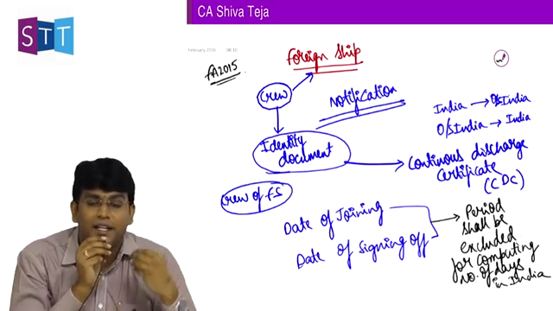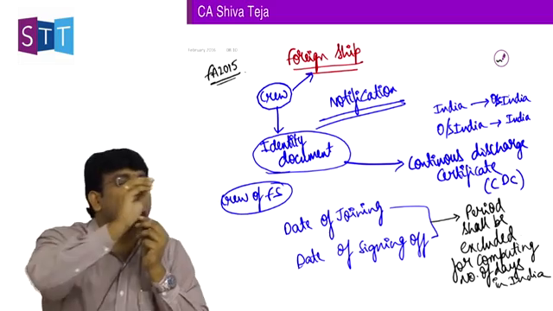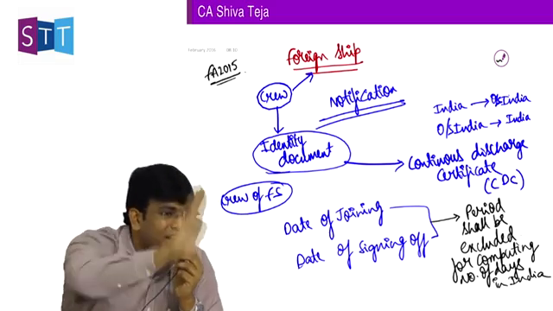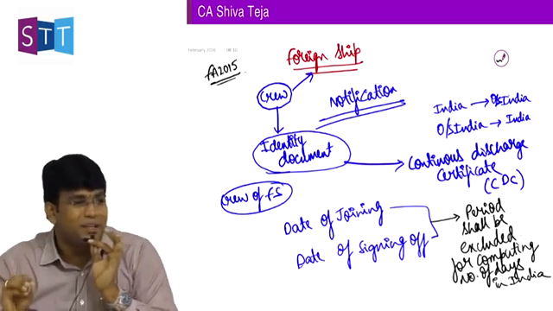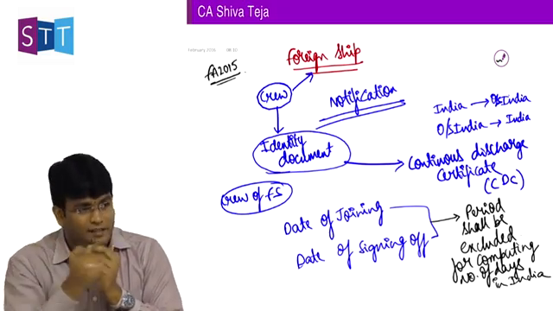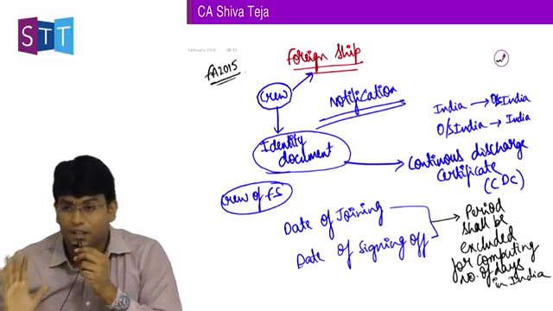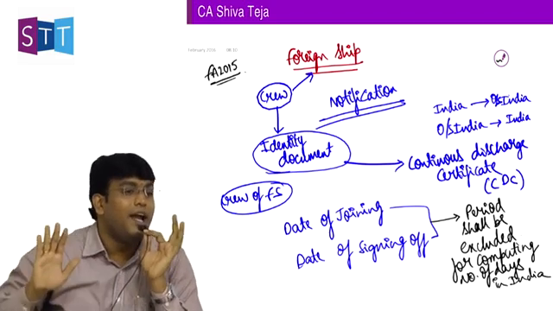CDC is what? Continuous discharge certificate. Date of joining till date of signing off. Please don't write in the exam date of leaving. It is date of signing off. Never ever write date of leaving. Small thing but proves costly in the exam. Latest point, so I strongly believe it will come in the exam. Please write, okay? Date of joining, date of signing off is excluded for calculating number of days in India.